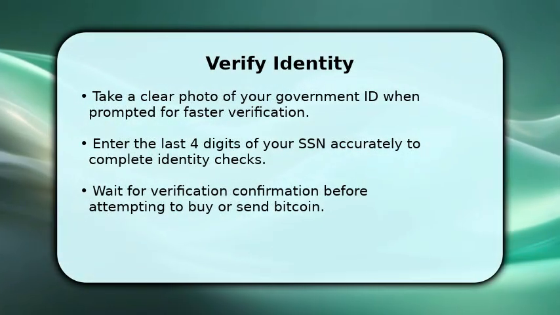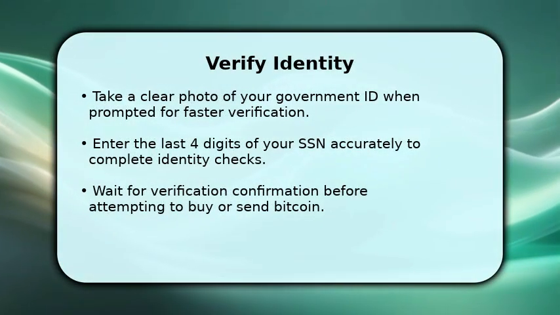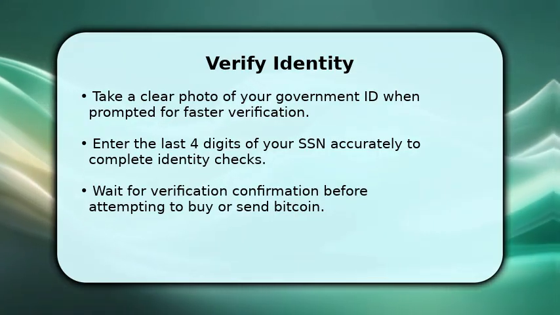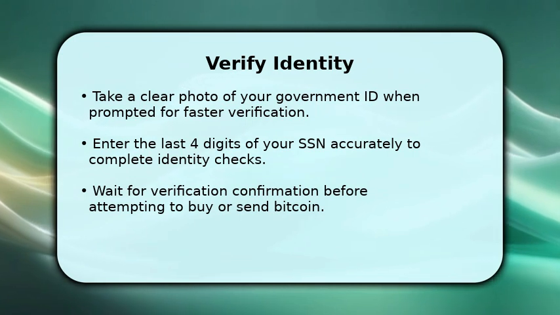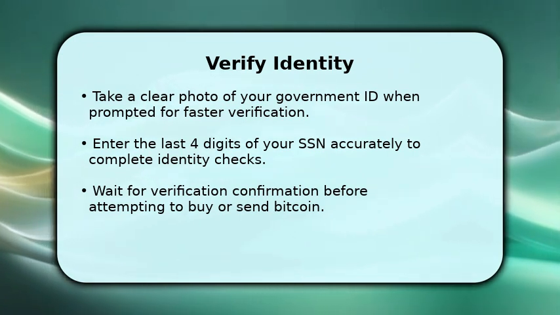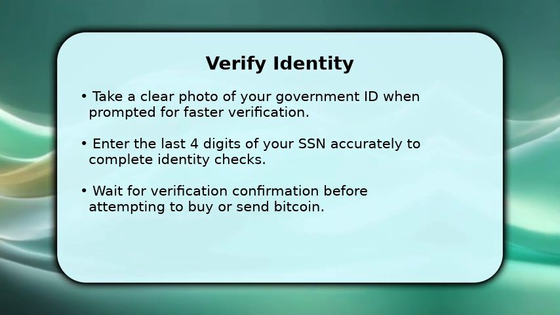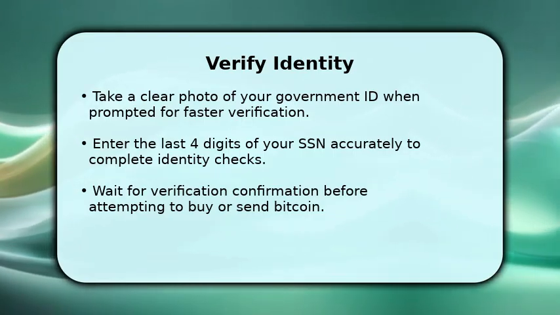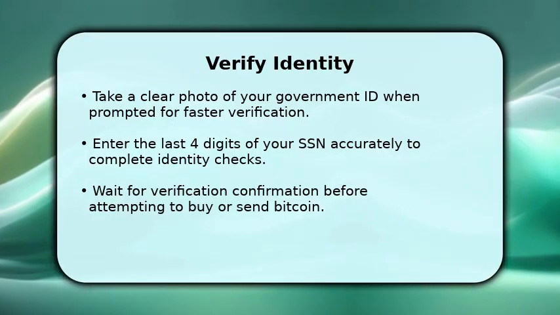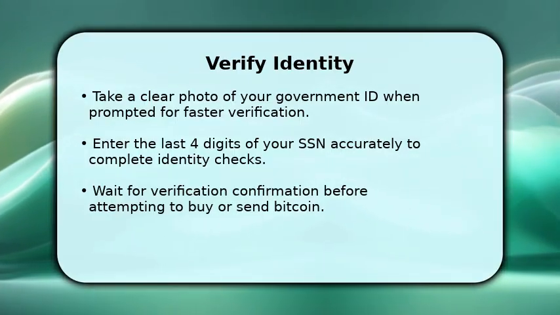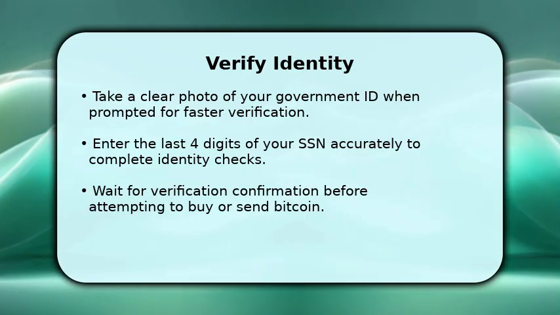Begin identity verification by preparing a clear photo ID and your SSN digits so the process is smooth and quick. Use good lighting and avoid glare when photographing your ID to prevent delays. Make sure the name on your ID matches your Cash App account exactly to avoid manual review. Once verified, you will receive confirmation and can proceed to buy, send, and receive Bitcoin on the app.